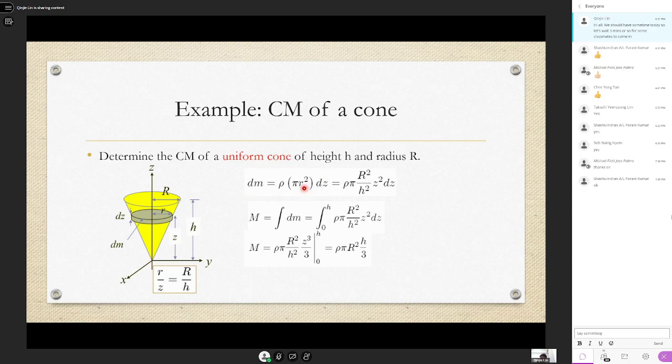Then this is basically why it becomes like that. This small r, they use this proportionality to write in terms of the total height and the total radius, because this is more universal. Then for the total mass, you just sum up all the mass together, from 0 to h. You get this. So you find an expression for the total mass also.